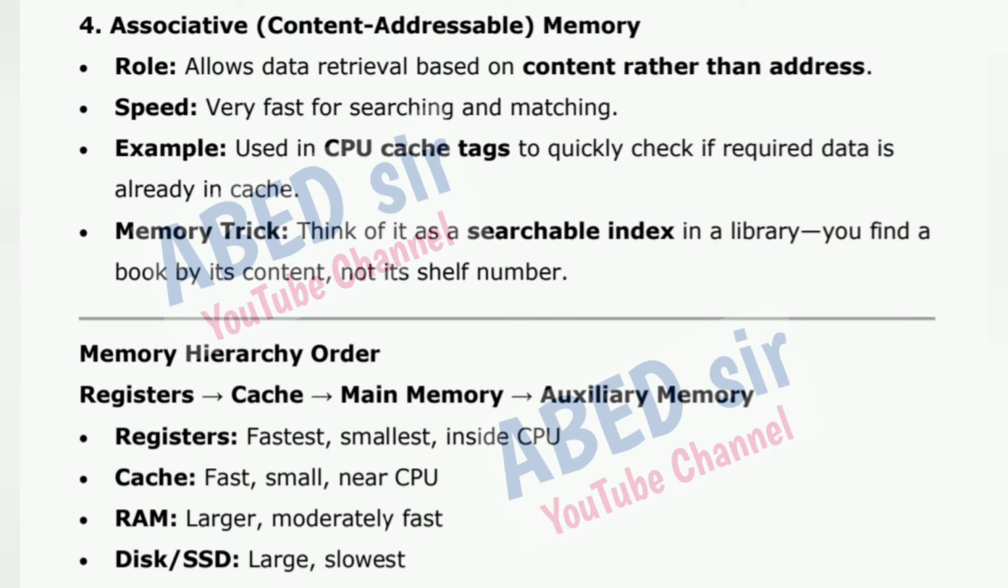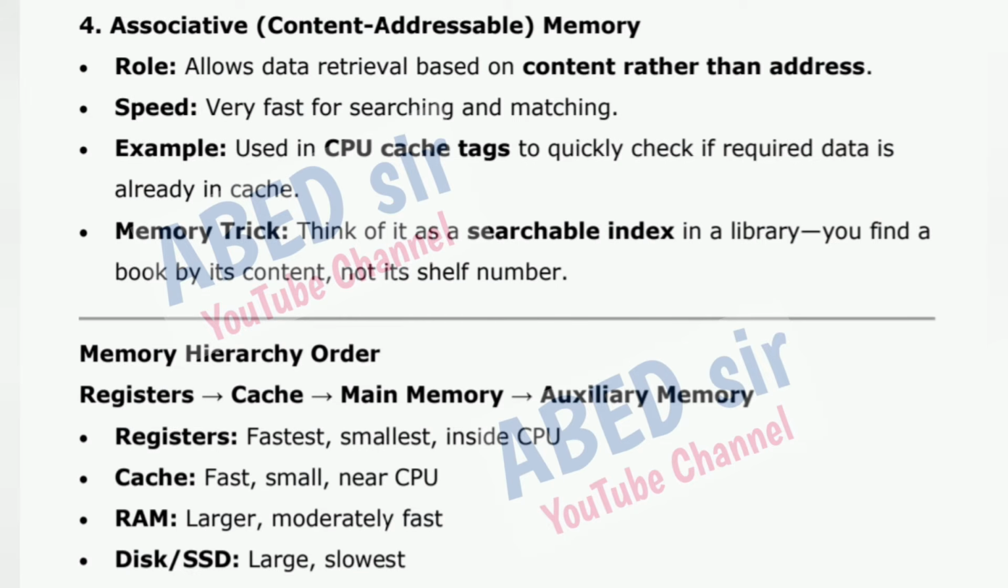4. Associative, content addressable memory. Role: allows data retrieval based on content rather than address. Speed: very fast for searching and matching. Example: used in CPU cache tags to quickly check if required data is already in cache. Memory trick: think of it as a searchable index in a library. You find a book by its content, not its shelf number.